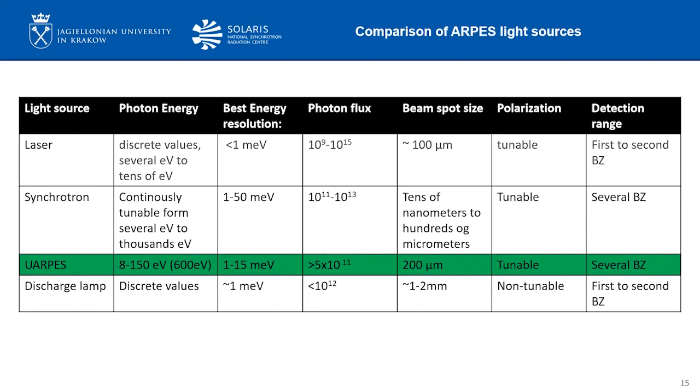However, discharge lamps have several limitations: relatively low photon flux, no ability to tune the photon energy, fixed or no polarization, a requirement of a very flat sample surface owing to the large beam spot size, and leakage of noble gas into the ARPES chamber during the measurements.